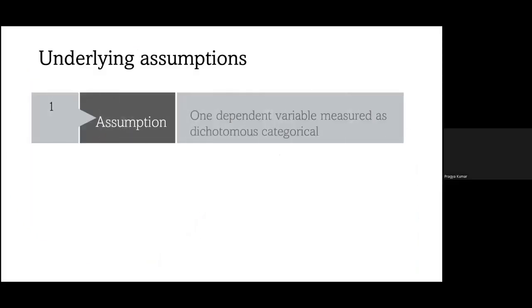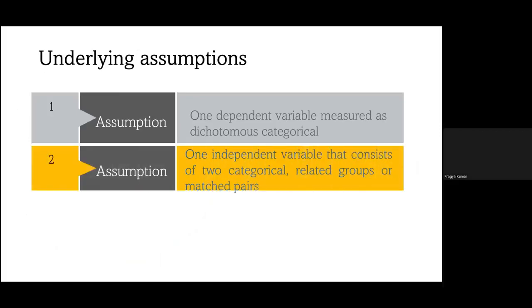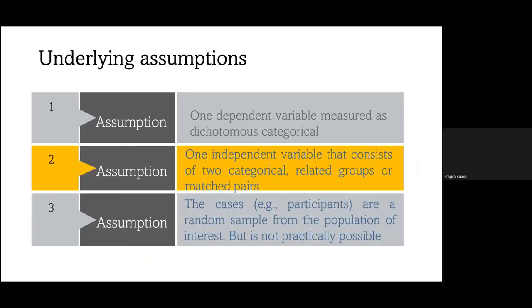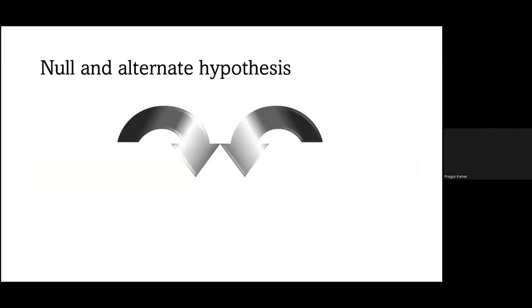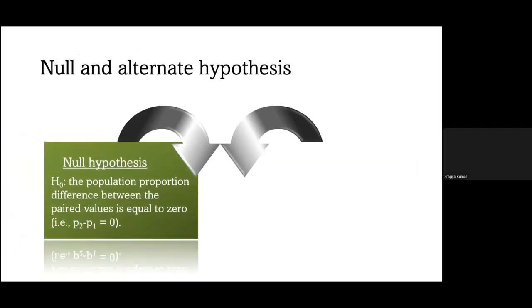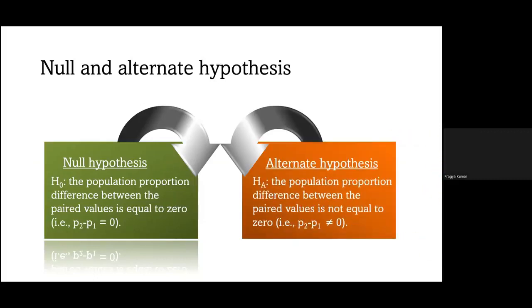So there are some underlying assumptions. The first assumption is that the one dependent variable, whatever we are measuring, is on a dichotomous categorical scale, and that we have seen, it should have two categories. Similarly, the one independent variable should also have two categories or related groups or matched pairs. And the participants are a random sample from the population. So the null hypothesis in this case is that the population proportion difference between the paired values is equal to 0, whereas the alternate hypothesis states that the population proportion difference between the paired values is not equal to 0.